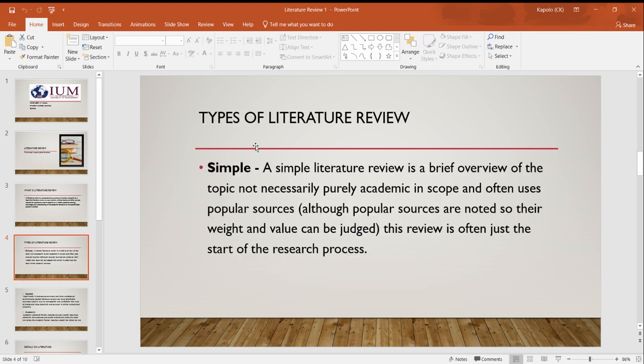Okay, now these are the types of literature review. This is the simple literature review, which is a brief overview of a topic, not necessarily or purely academic in scope, and often uses popular sources. Although popular sources are noted, their weight and value can be judged. This review is often just the start of the research process. Okay, that's the first type of literature review.